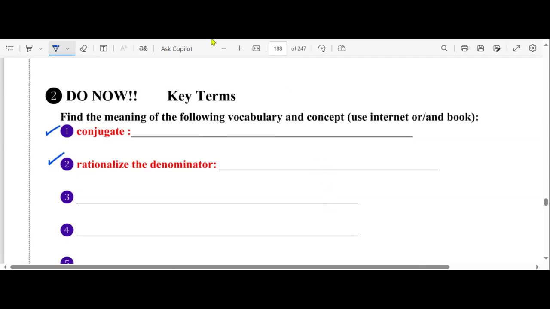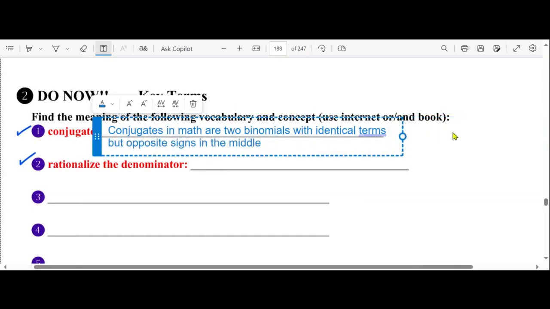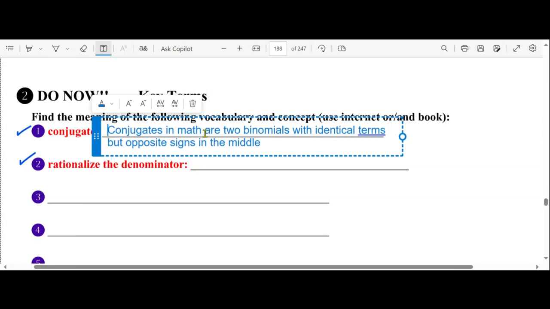Okay, by now I think you already found the meaning. So conjugate means what? Changing the sign of two terms in a binomial. Conjugates in math are two binomials with identical terms, but opposite signs in the middle. Is this clear? Clear or not clear? Clear.